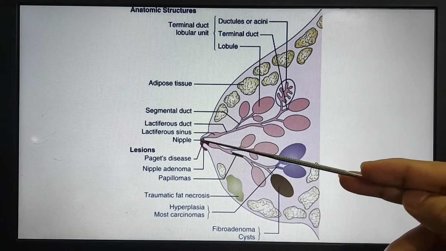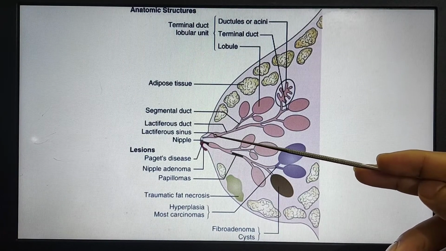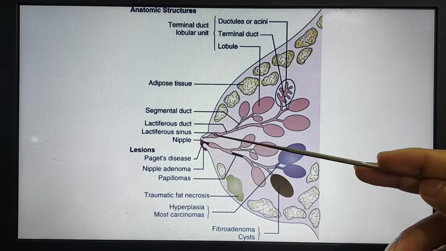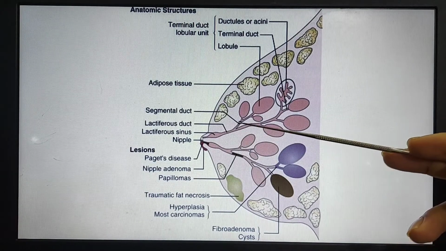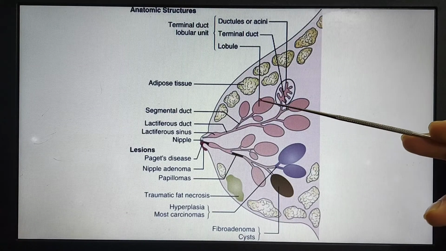In their path, the lactiferous ducts become ampullated in the middle part. This ampullated part is known as the lactiferous sinus. So in the ductal system we see the lactiferous sinus, the lactiferous duct, the segmental duct, and the terminal duct, and after that, the acini or lobule.